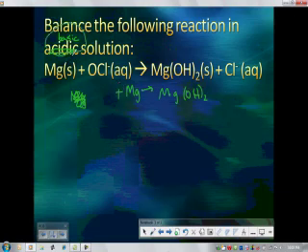Oh, well, it's in basic solution. Right, exactly. So how many hydroxide ions should we put on this side? 2. Good plan. 2 hydroxide ions. And then that's all balanced nicely.